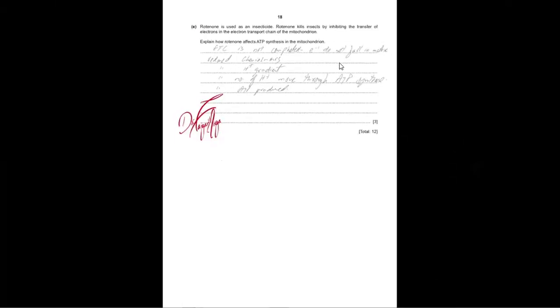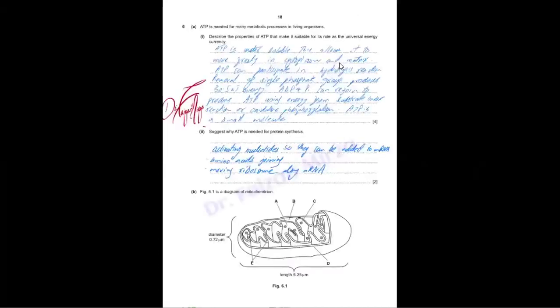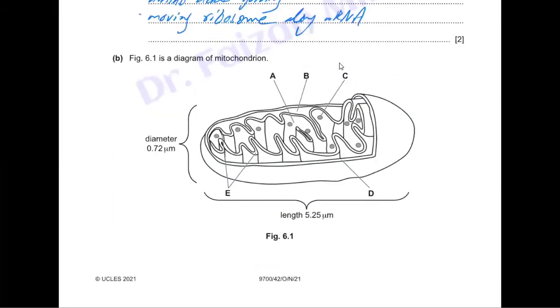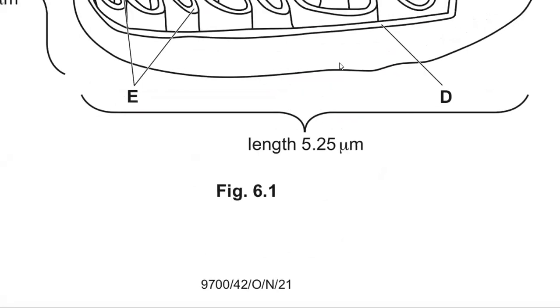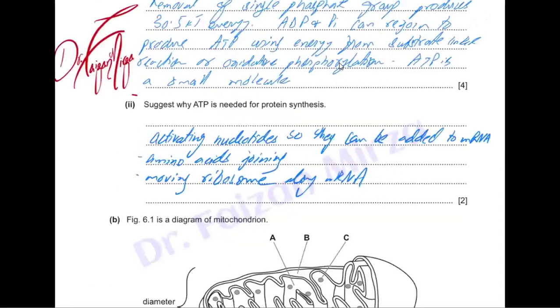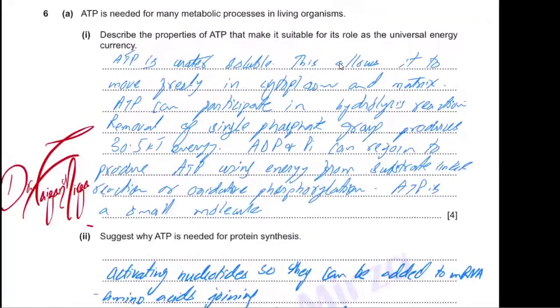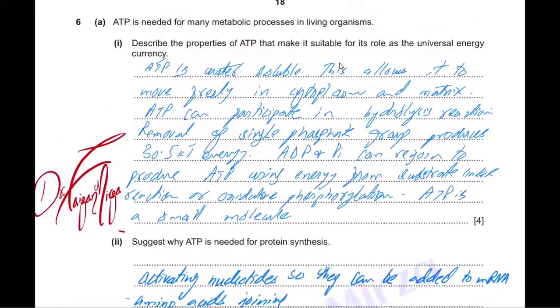So I hope this question becomes easy for you to comprehend and to attempt. Let's move on. This is the other variant, October/November 21, again the same year, but the other variant for two. Initially they're asking just the general information: describe the properties of ATP, how it is suitable for a universal currency. This question comes more often. It came a lot of times earlier as well.